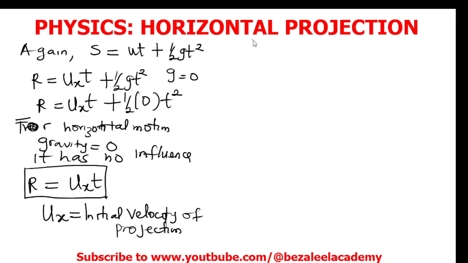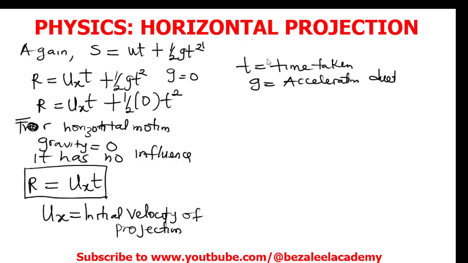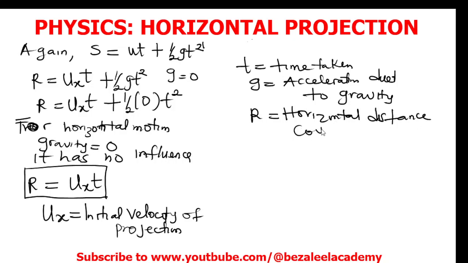And then you should know that our t is the time taken, our g is acceleration due to gravity. Okay, and what is our r again? We should not forget that it is our horizontal distance covered, where our h, yes, I'm trying to define all our parameters now, is the vertical distance.